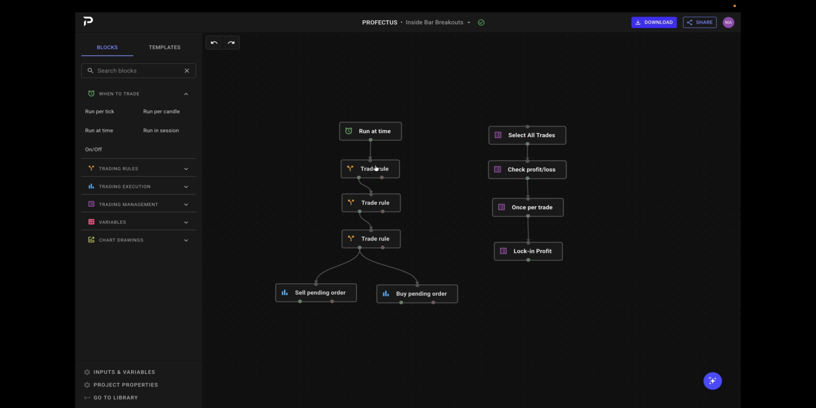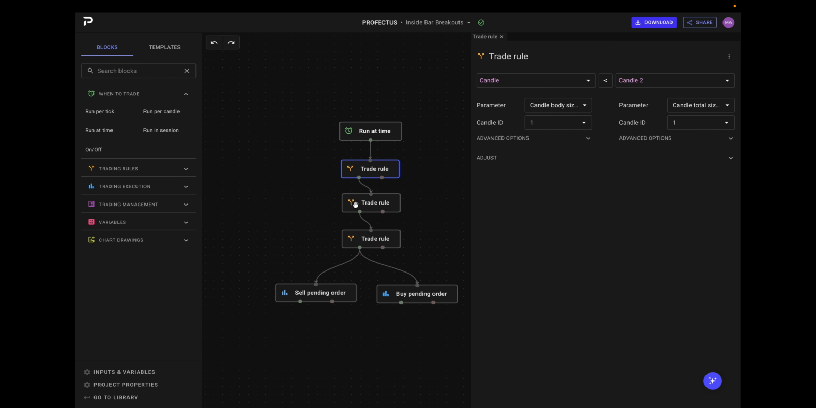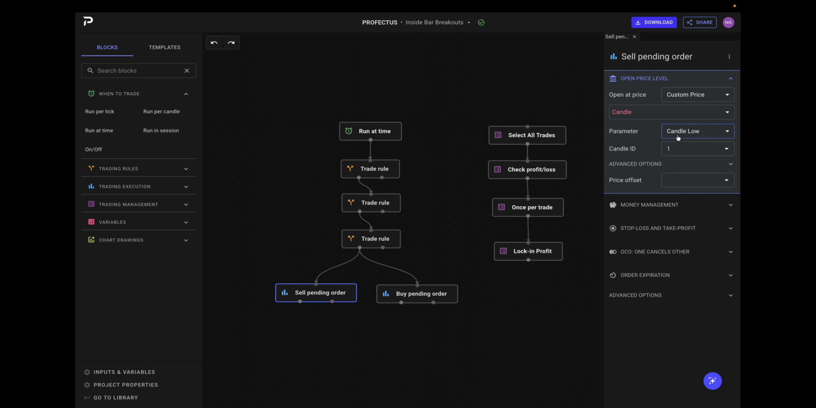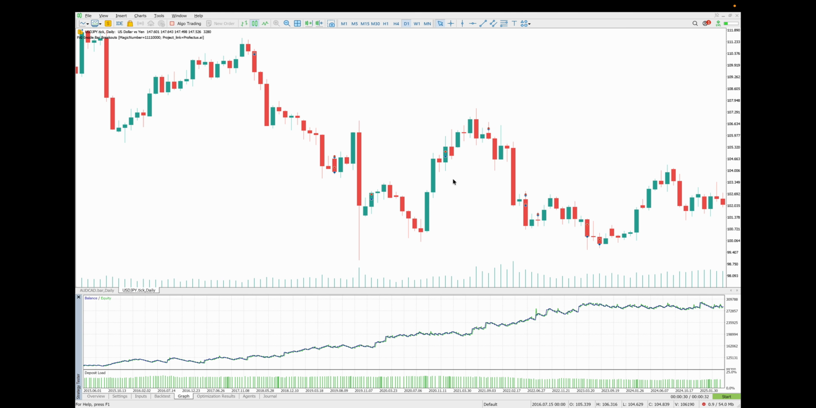If we have that pattern, so we have an imbalance and we have an inside bar, what do we do then? We place a sell pending order on the candle low of 1. You can of course also place it on 2. That's just what you want to test. I would test both. And if you then place the sell pending on the candle low of 1, how does that look on the charts?